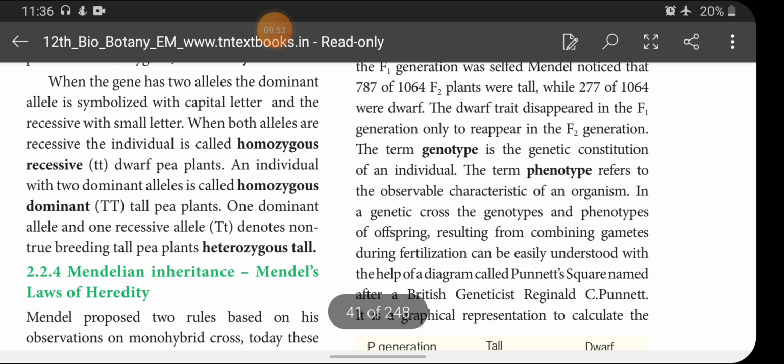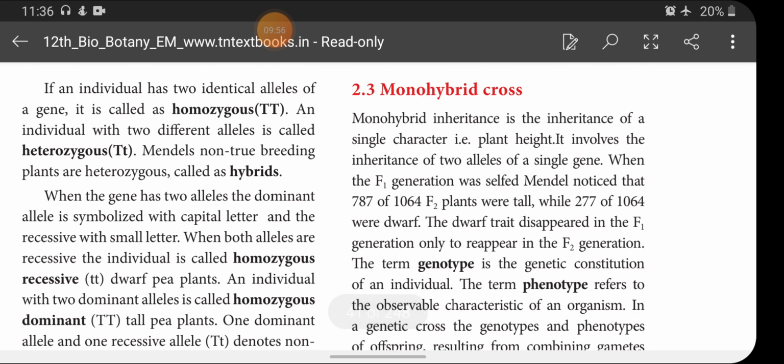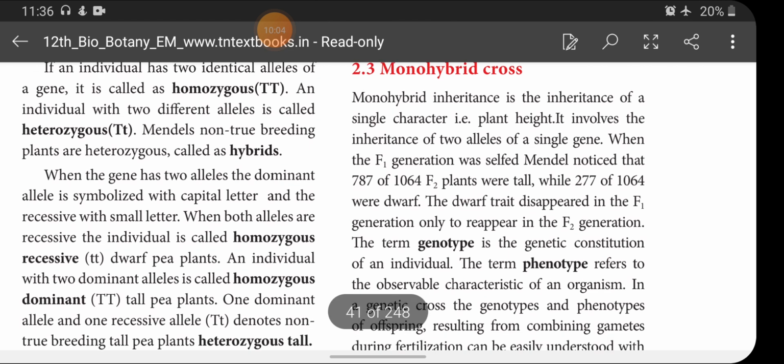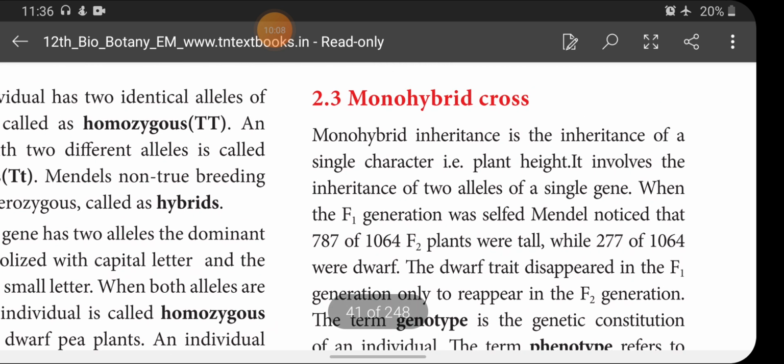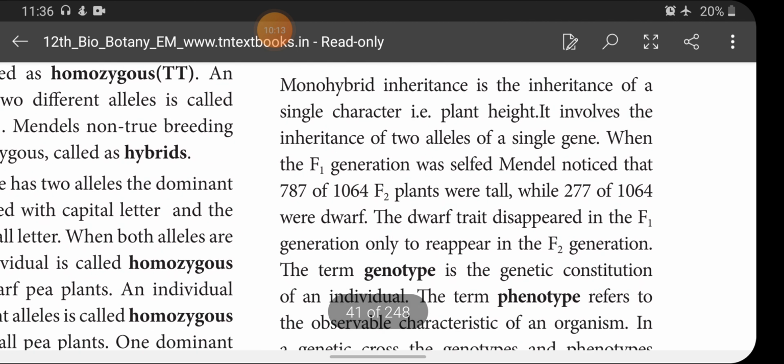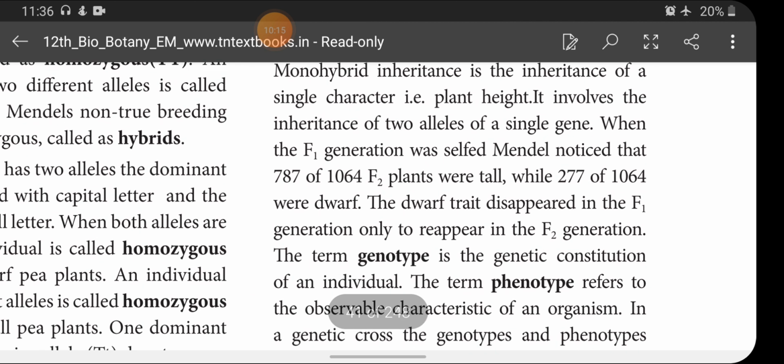Next, monohybrid cross we are going to see. This is familiar to you, as you completed it in the 10th standard itself. Anyhow, we'll go through it. A little bit of difference will be there, which you could find here. Monohybrid inheritance is the inheritance of a single character, that is plant height. It involves the inheritance of two alleles of a single gene.